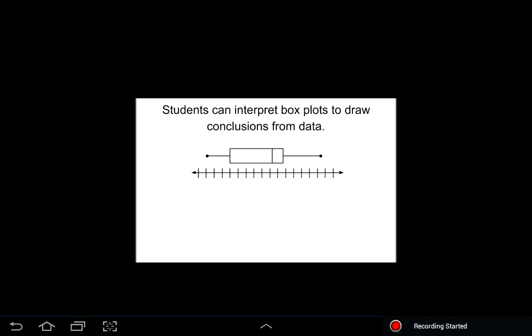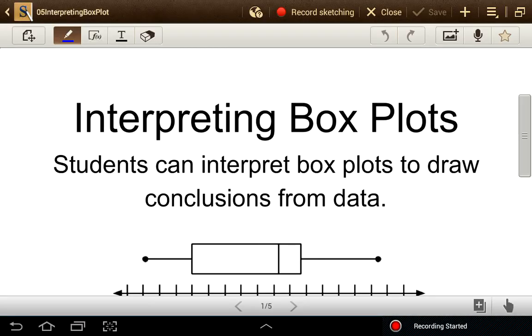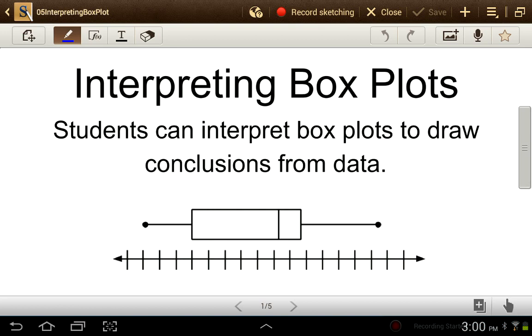Okay, let's talk about interpreting box plots today. So they're going to be drawn for you and you're going to come up with conclusions based on the data. Okay, so make sure you write down the heading at the top of your sheet of paper. Make sure you write down the learning target.